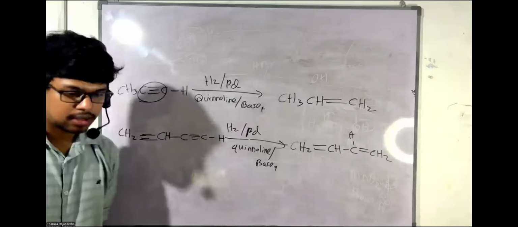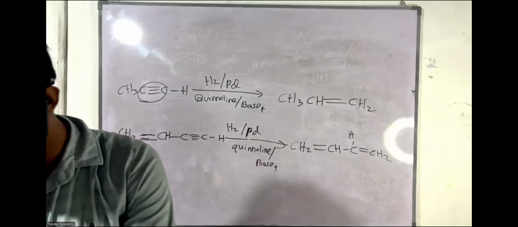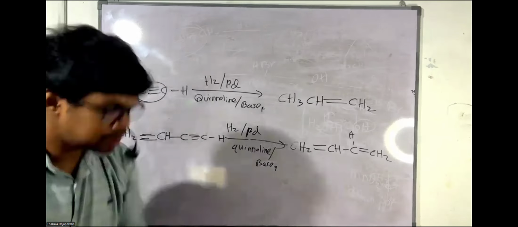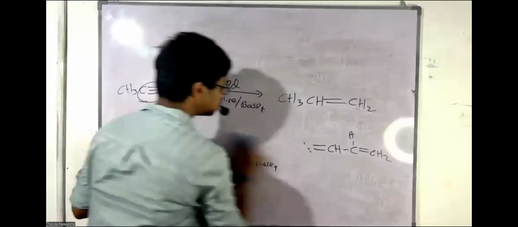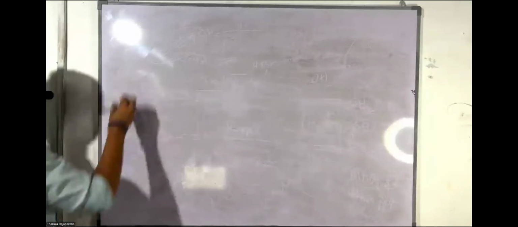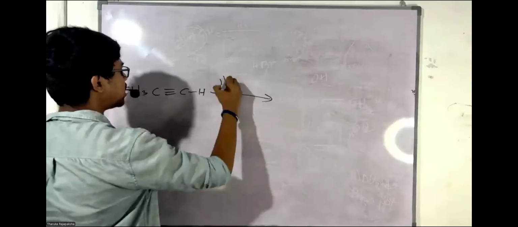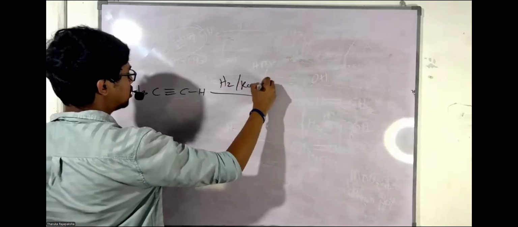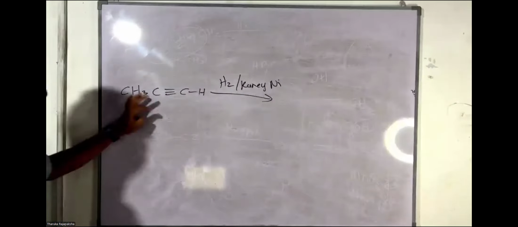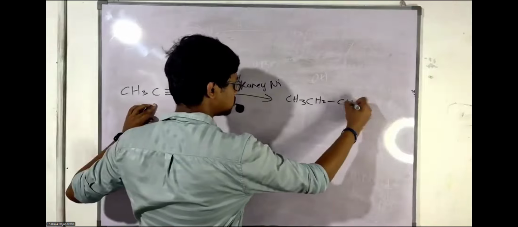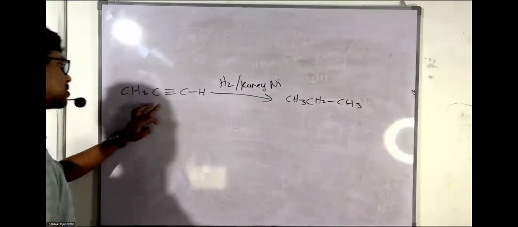Okay? Done with it? Okay, let's write another example. Let's write the third one like this. Let's say we have CH3, C triple bond C, H, and then you're adding H2 with nickel. Now what's the product? It will directly go to an alkane, right? There will be no double bonds here. This will be the product.